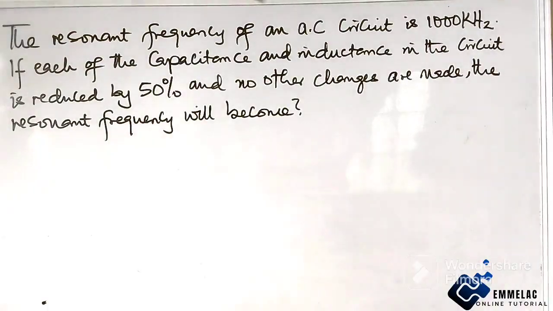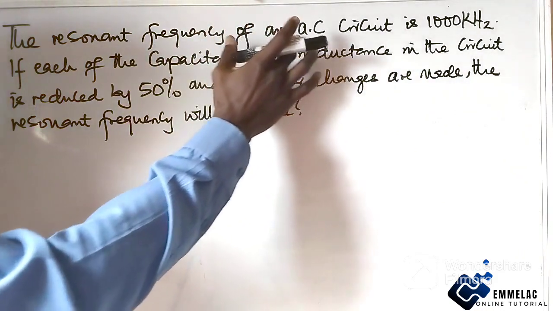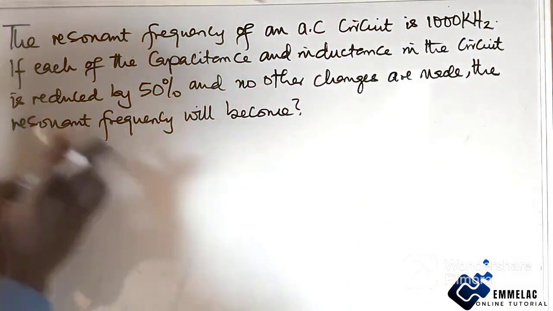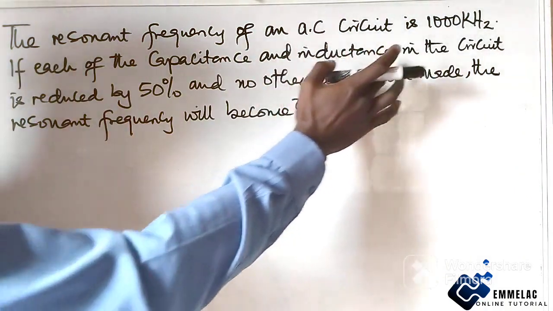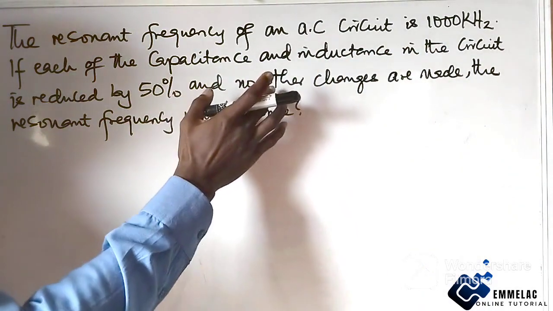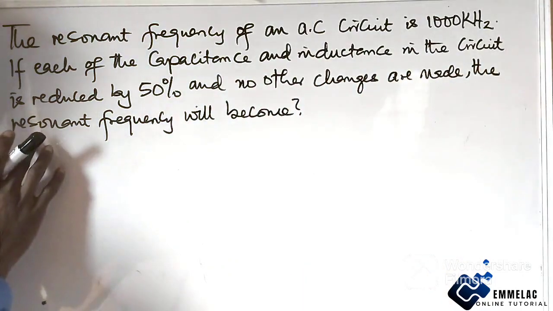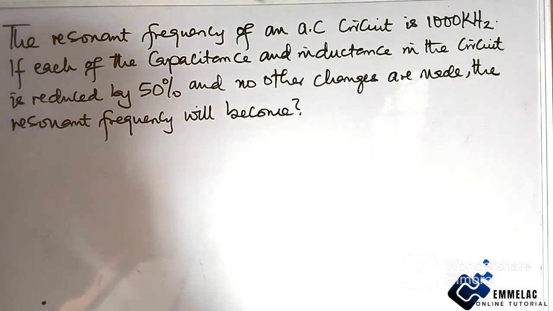Welcome to MLAC Online tutorial, and before us is this physics tricky question. It says the resonant frequency of an AC circuit is 1000 kilohertz. If each of the capacitance and inductance in the circuit is reduced by 50% and no other changes are made, the resonant frequency will become what?